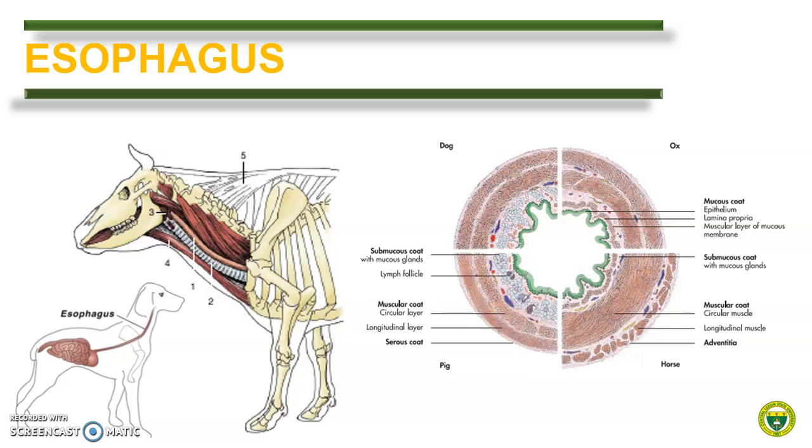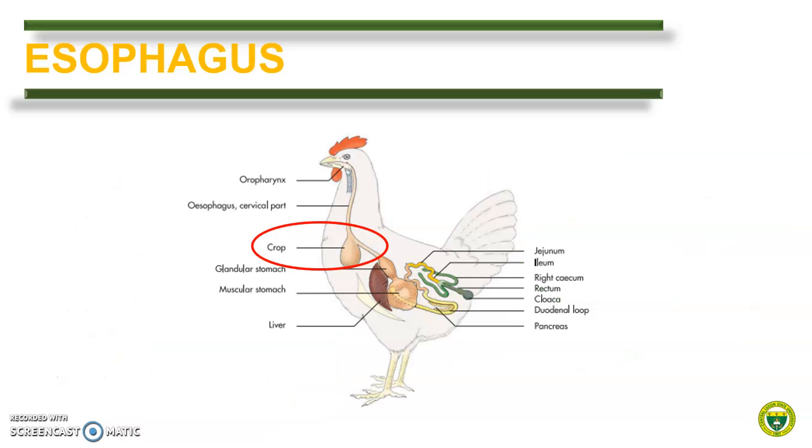Grossly, in ruminants and in horse, the lumen narrows at the thoracic inlet and the esophageal hiatus of the diaphragm, which predispose them to choke at those sites. In birds, there is a distensible dilation in the esophagus called crop or ingluvies. This serves as a temporary storage while moistening and softening the feeds ingested by the bird.